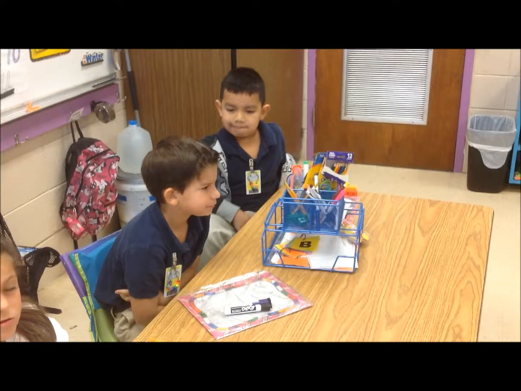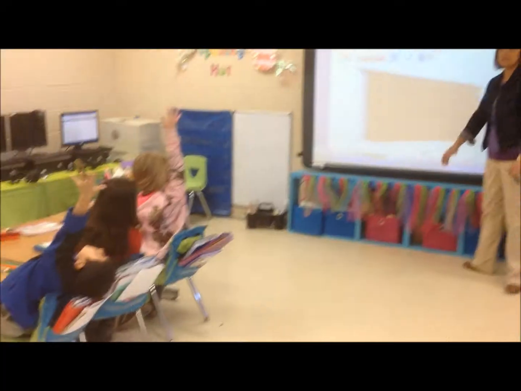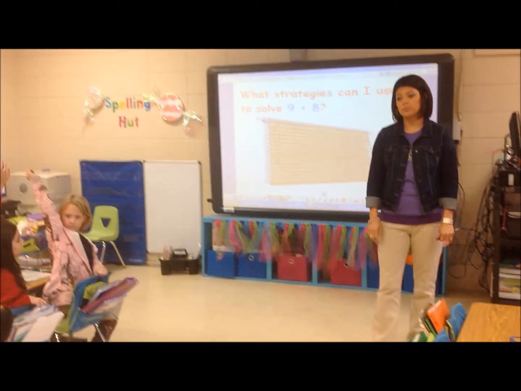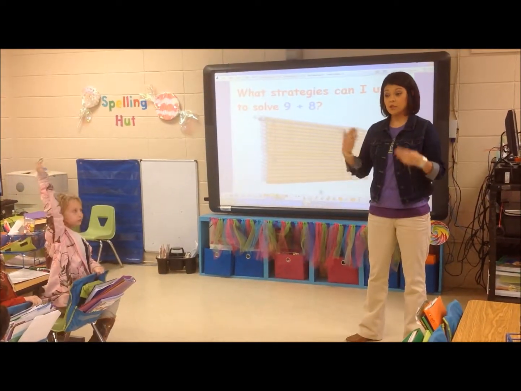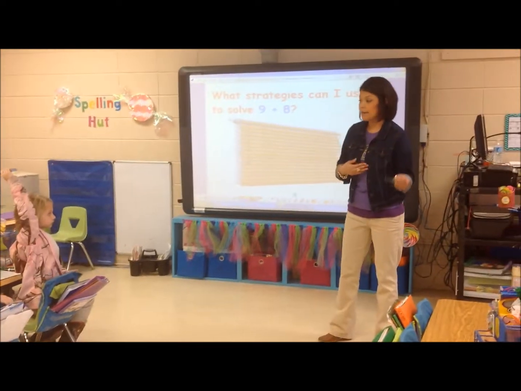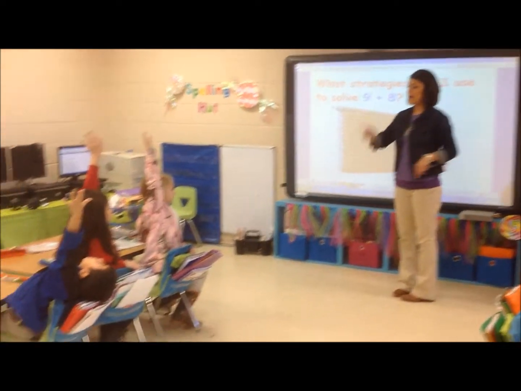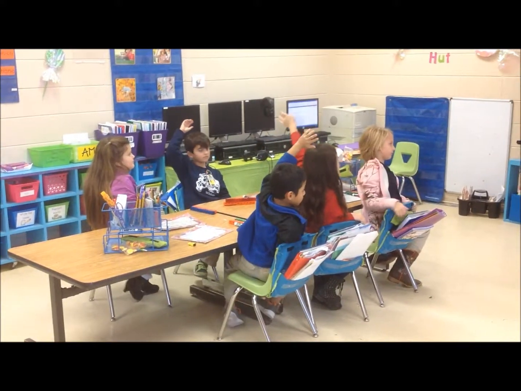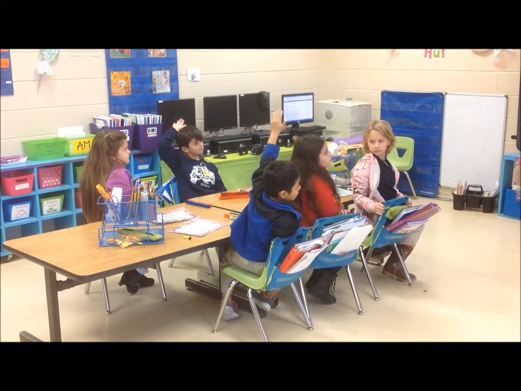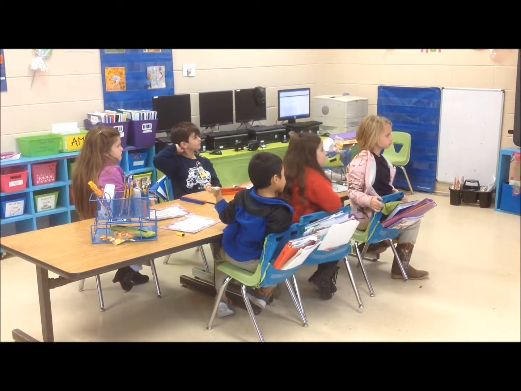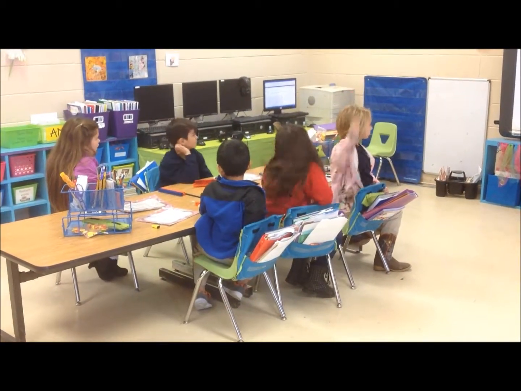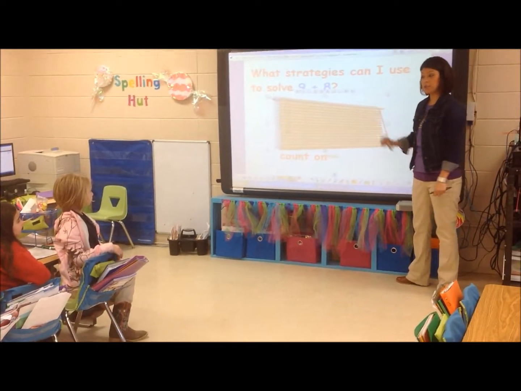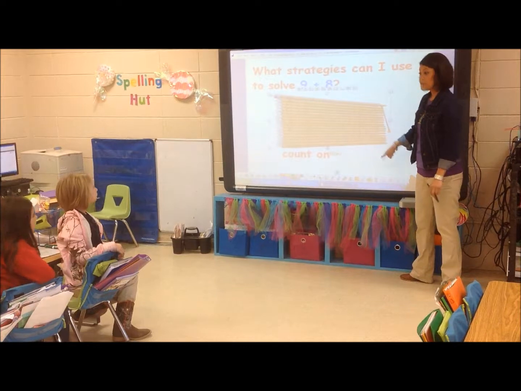So talk to your partner. You can count on. Reese, what's one strategy you think? You can count on. I can start with what number? 9, and I can count on 8 more. Alec? Doubles minus 1. Curry? You can draw a picture. Elise? Doubles plus 1. Any other ones? Let's see if they've listed some of these strategies. Oh, they listed the count on strategy. So did we cover that strategy? Yes, we did.